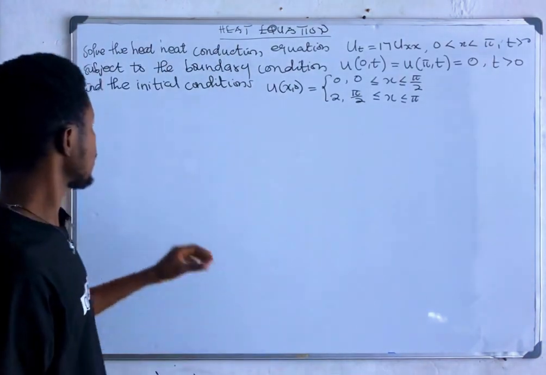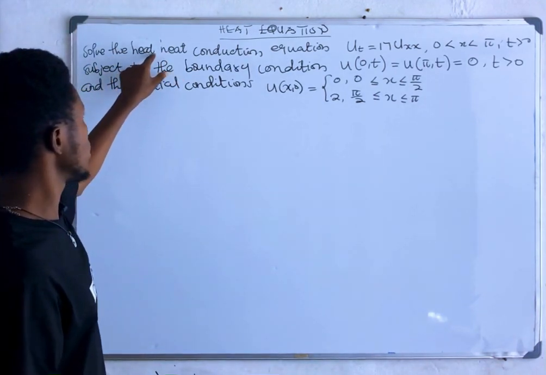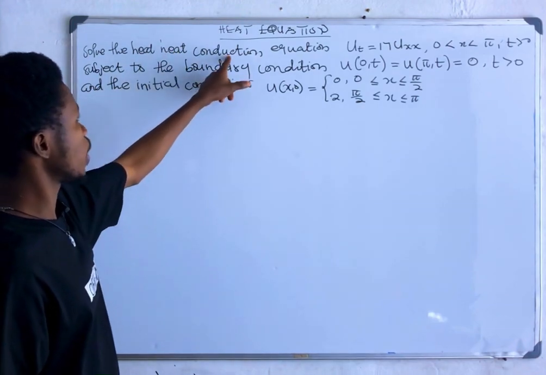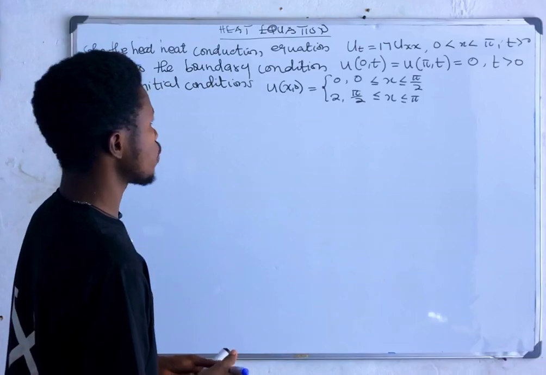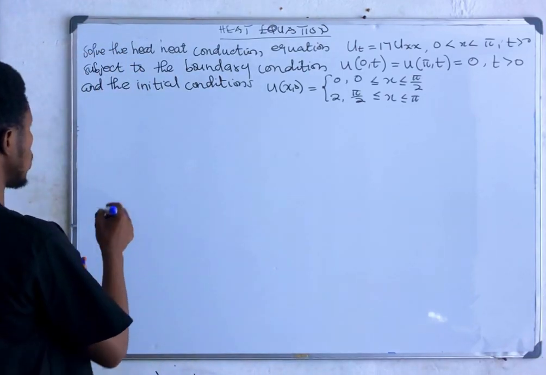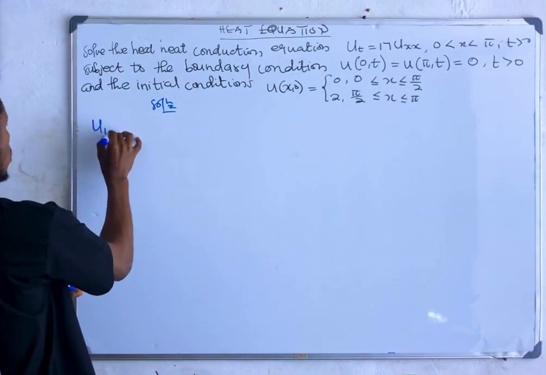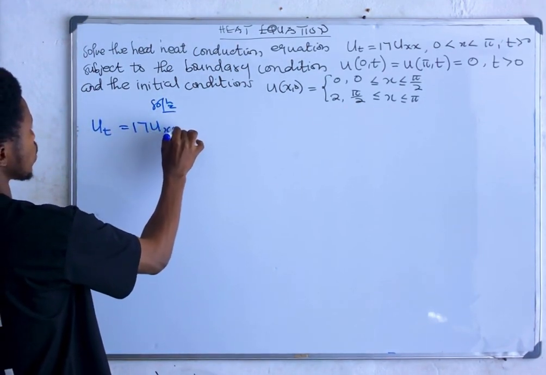Today we are going to look at the heat equation. We are continuing with it. Solve the heat conduction equation u_t equals 17 u_xx. So let me write it here. Solution: u_t equals 17 u_xx.